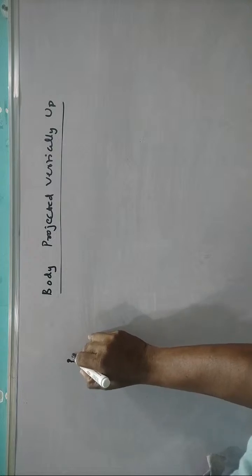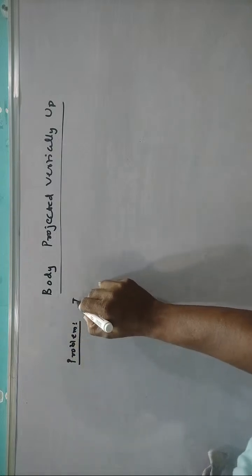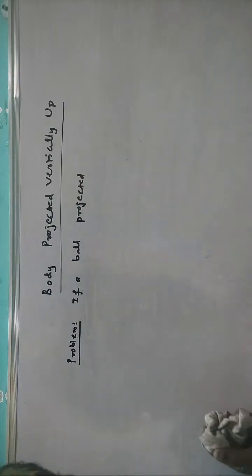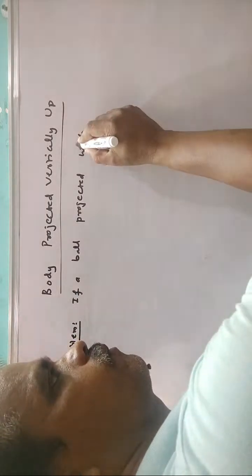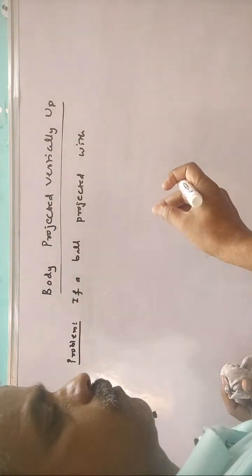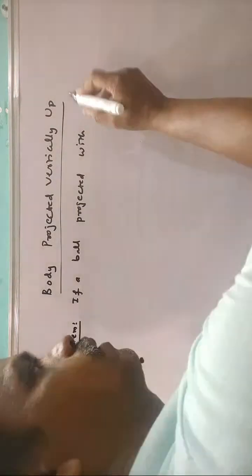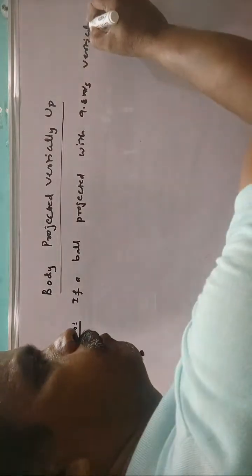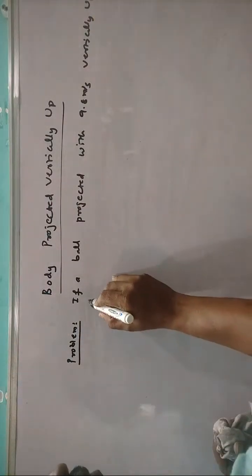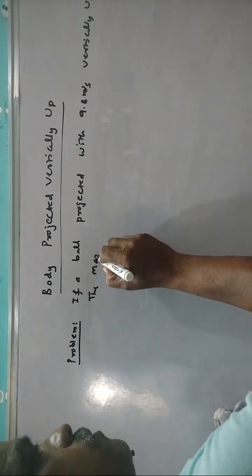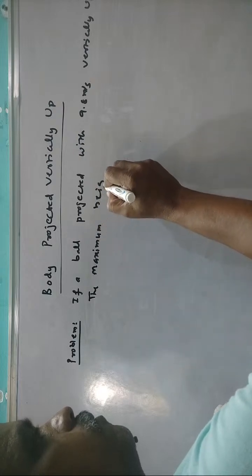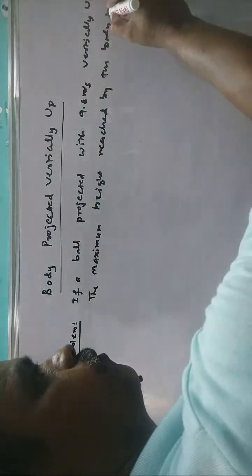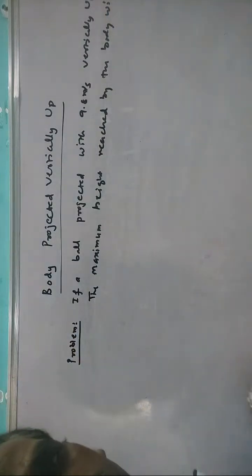Next, if a ball is projected with 9.8 meter per second vertically up, the maximum height reached by the body will be. So this is one more question.